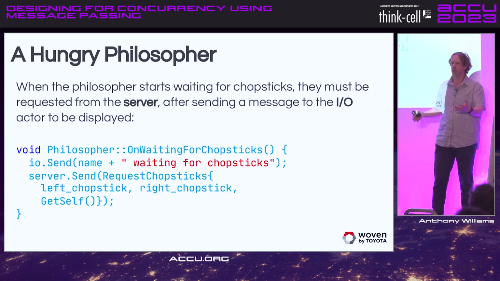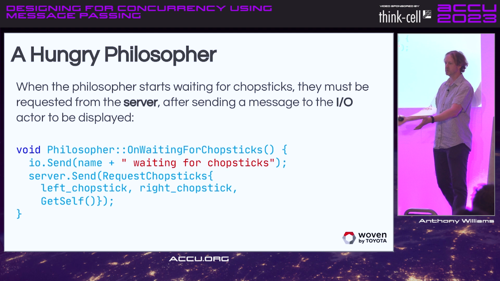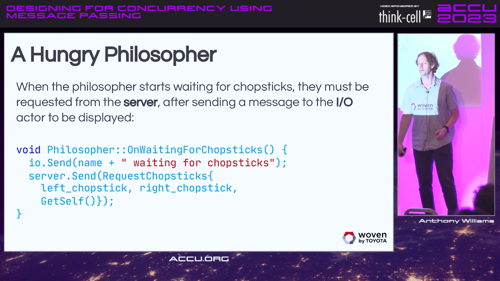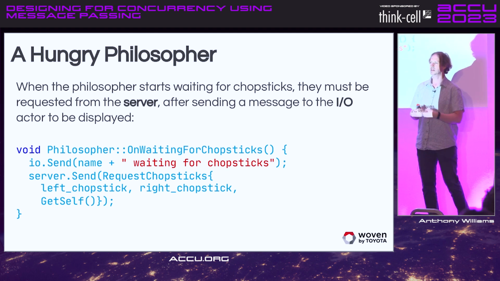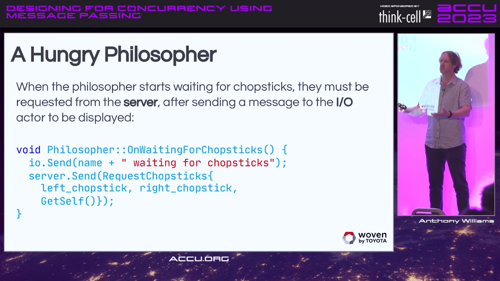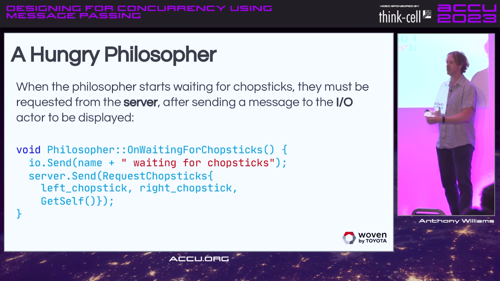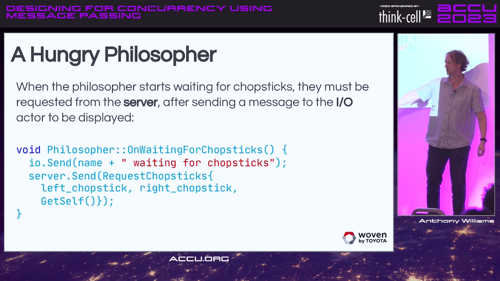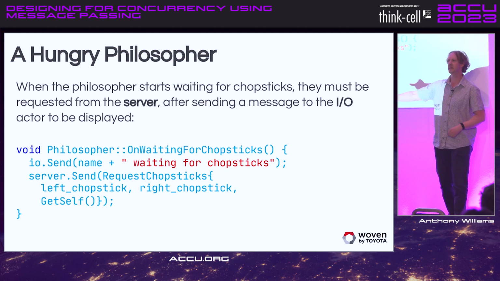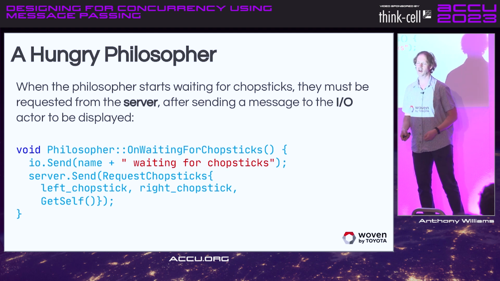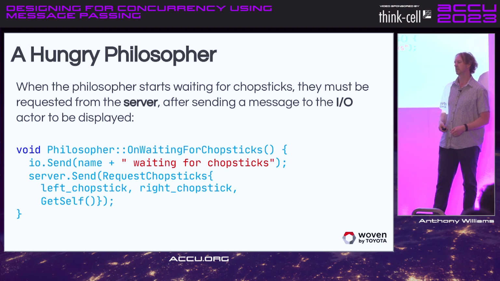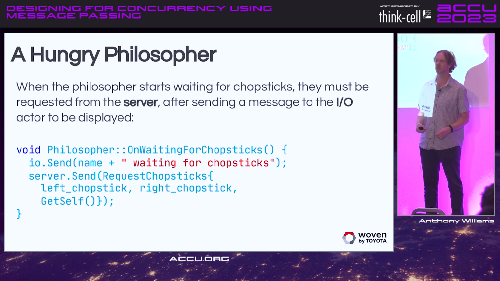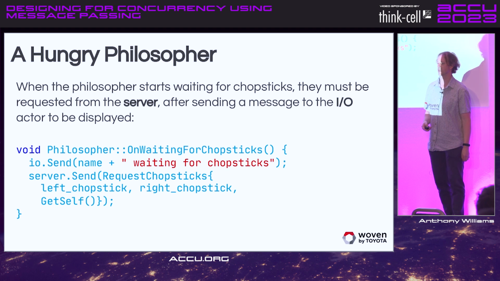And so, our time has expired, and we're waiting for chopsticks. We have a hungry philosopher who's waiting, give me my food, but I can't eat till I've got my chopsticks. So, first thing it's got to do is send a message to the chopstick manager, the server, saying, can I have some chopsticks, please? These are the chopsticks I'm after: my chopstick on my left and the chopstick on my right. And by the way, this is me, so you can tell me when I can have my chopsticks. And of course, we're going to send a message to the I/O saying, this is what we're doing, so that somebody watching can see it on the output.